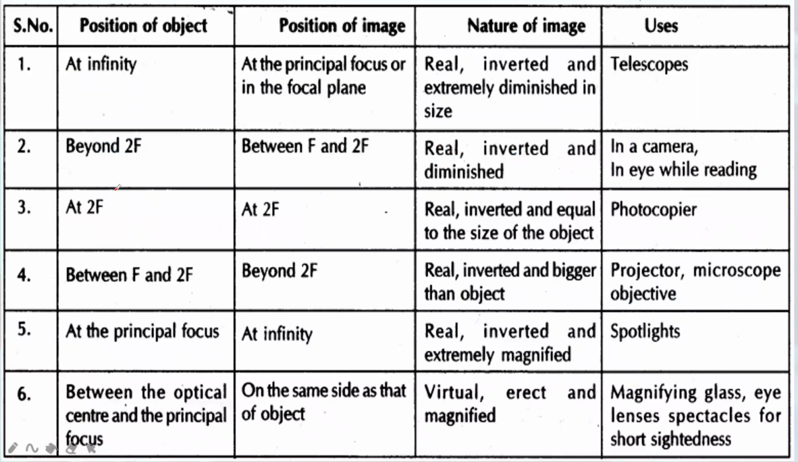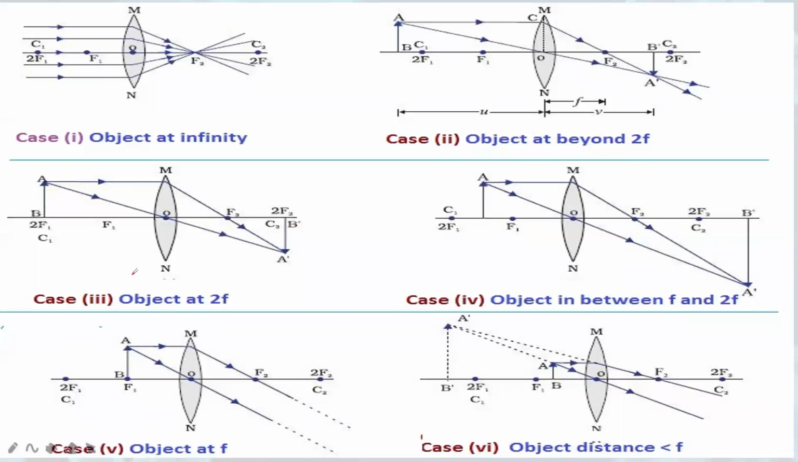Third case, if the position of the object is 2f, the image will be formed at 2f on the opposite side. This image will be real, inverted and equal to the size of the object. Here you can see the object is present at 2f1 and the image is formed at 2f2. Object is having certain height, the image is having the similar height.